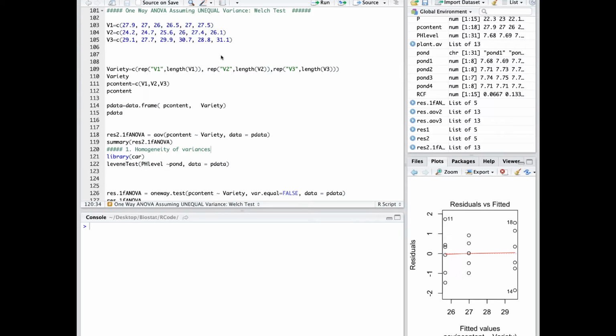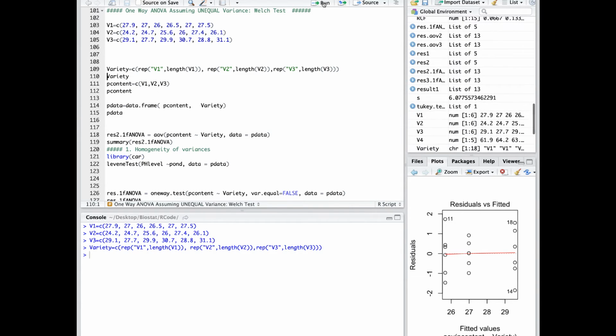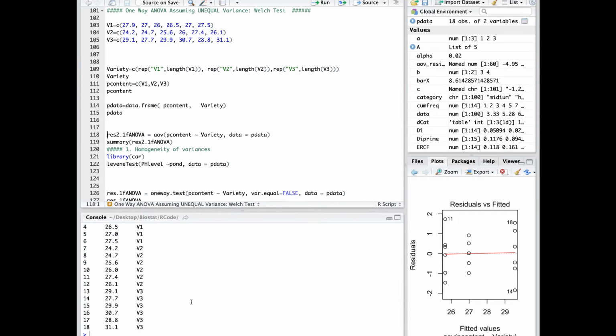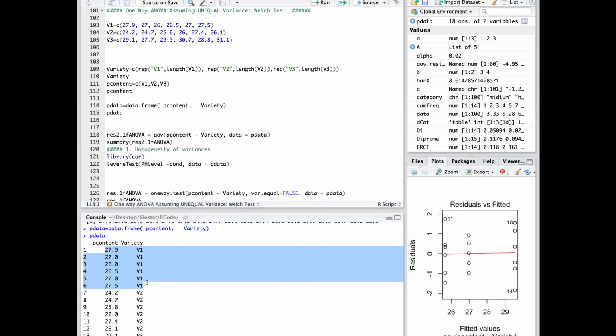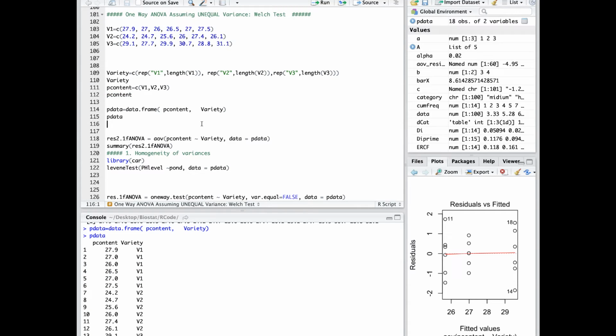What I'm trying to do here is put this data into two columns. The first column is those numbers and the second column is the varieties, so groupings basically. So 27.9 is V1, 27 is V1, 26 is V1, and so on. We want to write it in that form as in the previous example. So let me run those. How does that look? You see that? This is what it looks like: the potassium content and the variety. Up to here is variety 1, the first 6 data points, and similarly for the others. Now, we are already assuming that the variances of the populations are not equal, but I'm just curious whether they are equal or not.